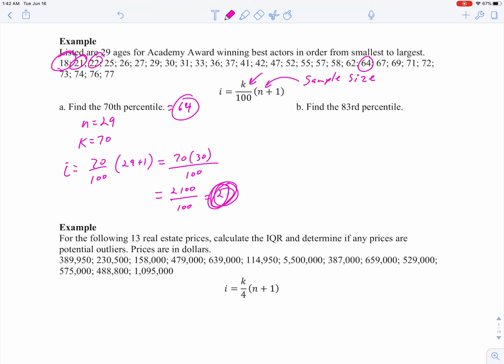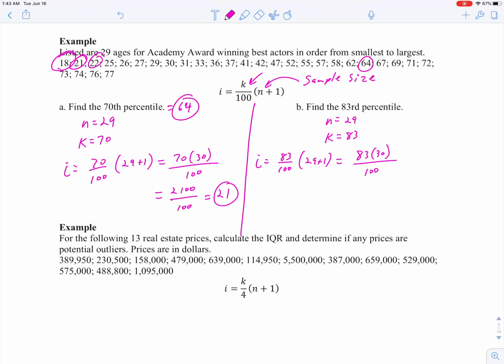Now, we're not always going to get a nice whole number telling us which data point is the percentile we're looking for. So what about the 83rd percentile? Let's calculate that one. The sample size is still 29, but now k, the percentile, is 83. So i is going to be 83 over 100 times 29 plus 1. Again, PEMDAS, do the parentheses first, so it'll be 83 times 30 over 100.